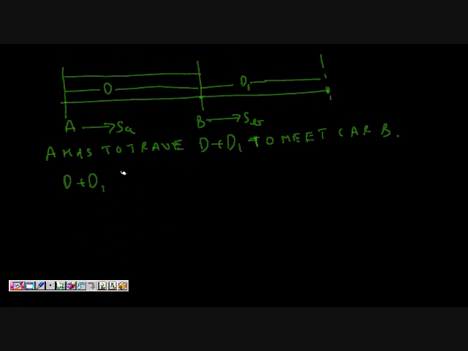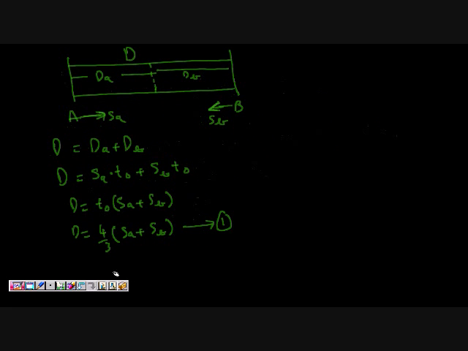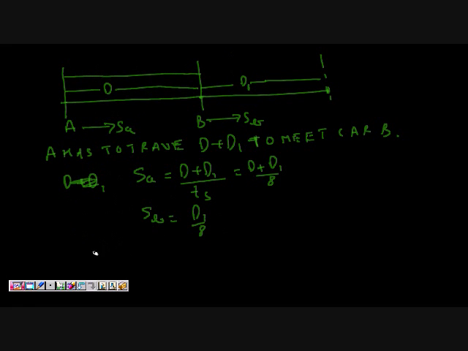So we can write, let's say S of A is the speed of A, and it has to travel distance D plus D1. So S of A is D plus D1 divided by TS, or D plus D1 divided by 8, and S of B is equal to, B has to travel a D1 distance, so D1 divided by 8. Now we know that D is equal to 4 by 3 times S of A plus S of B. We already know that from equation 1.